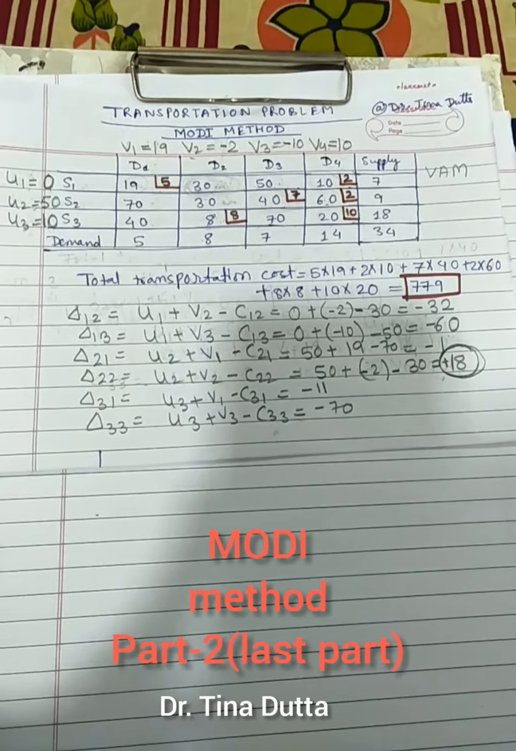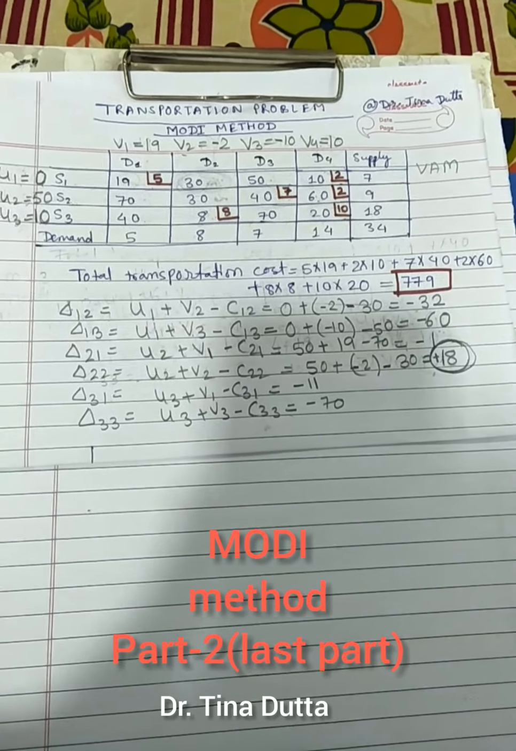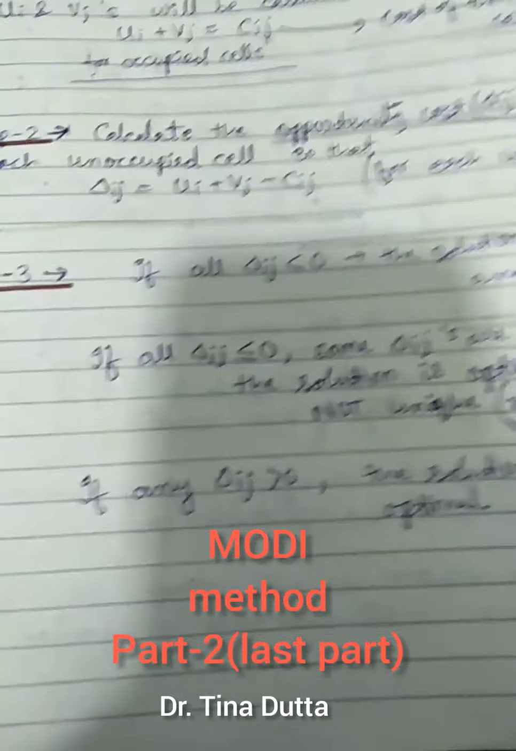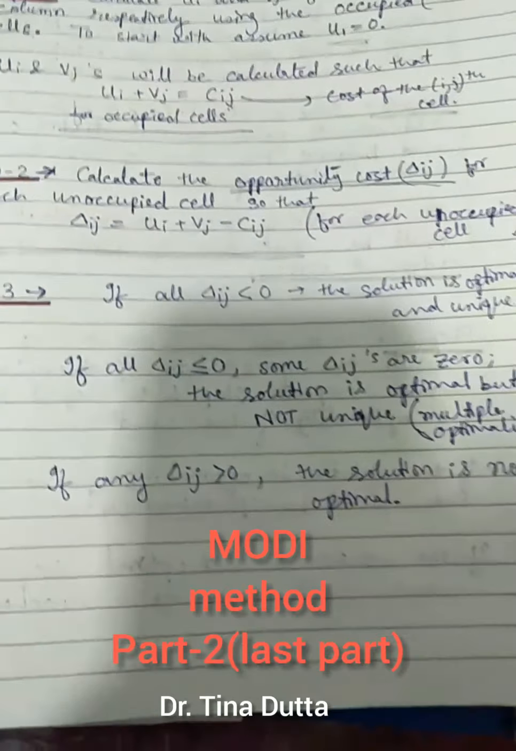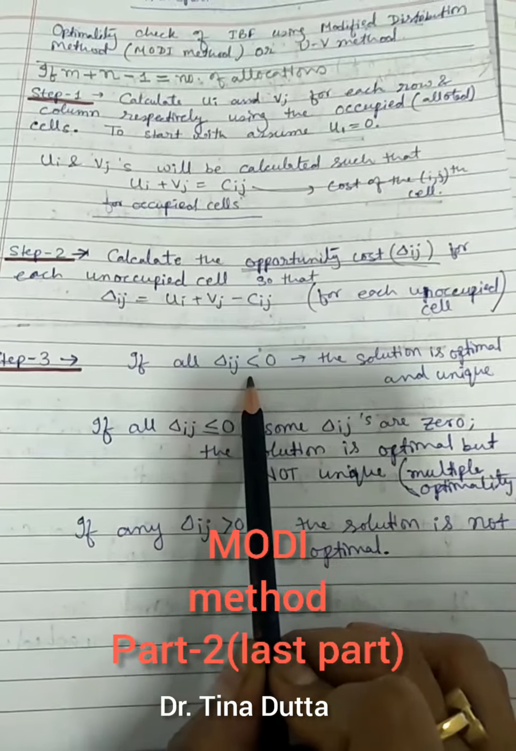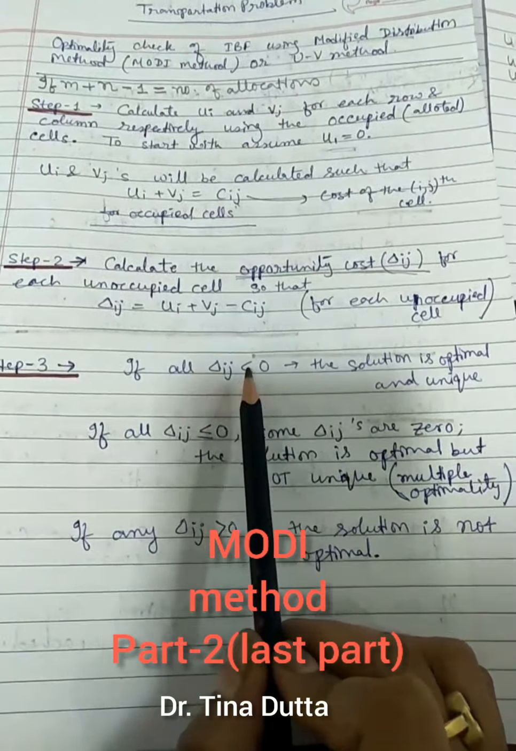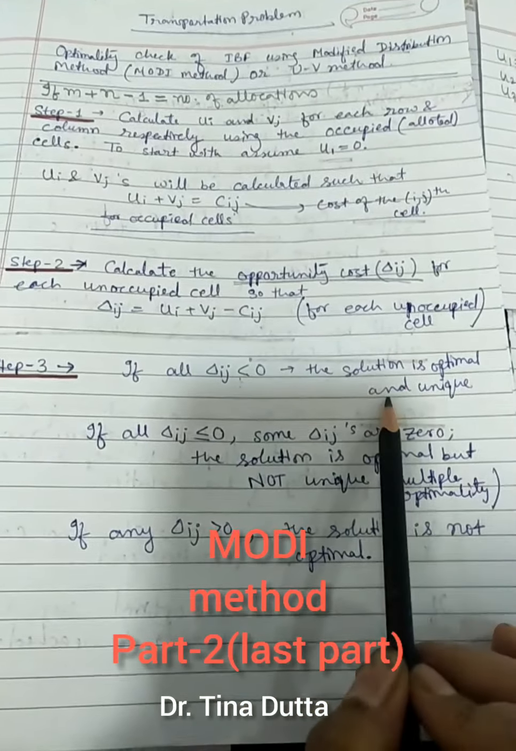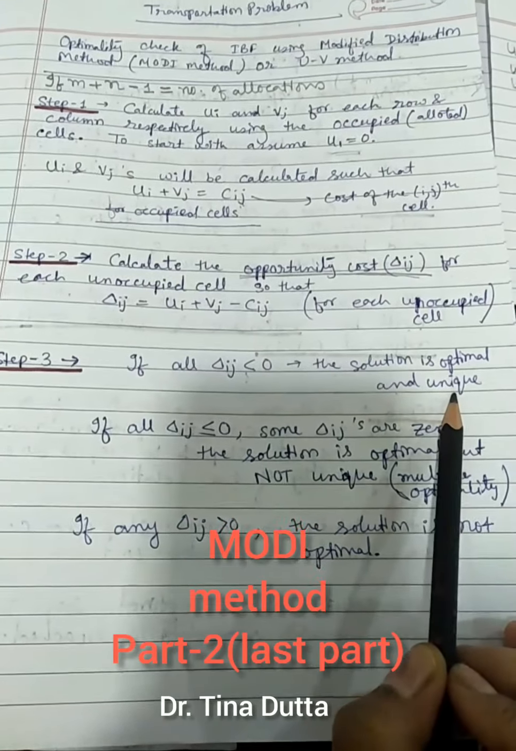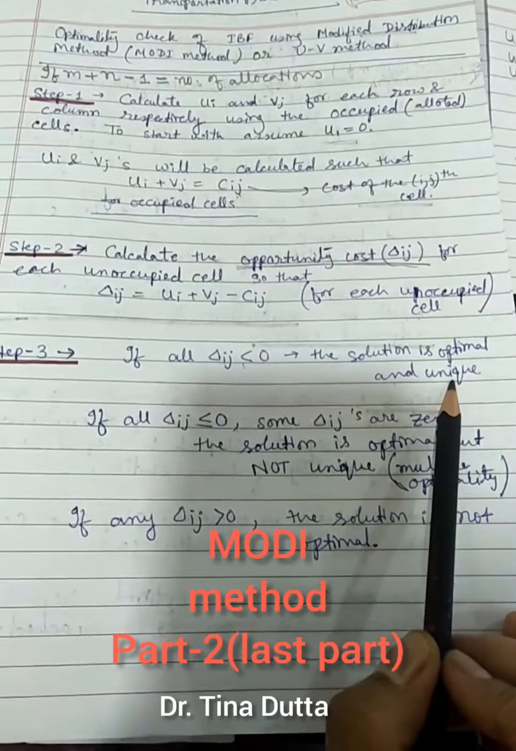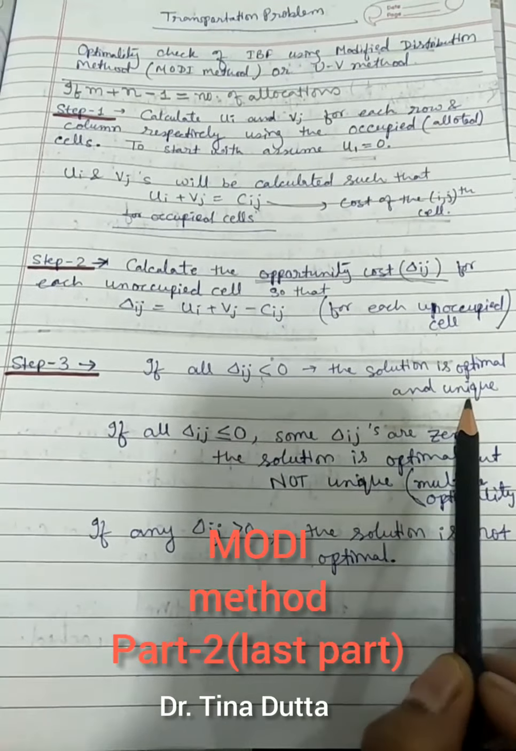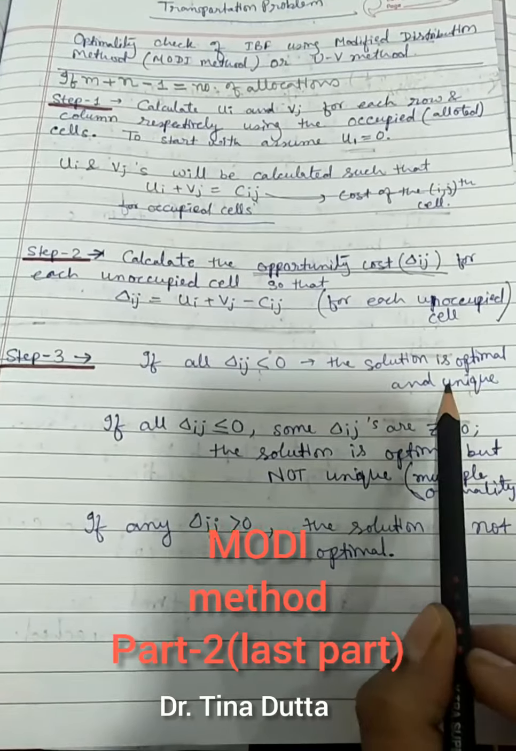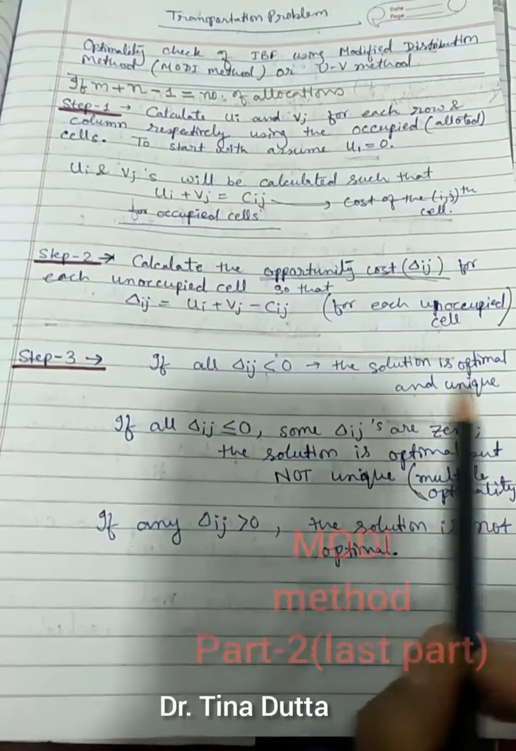Once all the delta ij's have been calculated, you can check whether you have reached the optimal solution or not. If all the delta ij's are negative, that means all the opportunity costs associated with each unoccupied cell or unselected route are negative, then the solution is optimal and unique. That means the transportation cost you obtained, the least cost, is unique. That means a single schedule is available that will give you minimum cost.